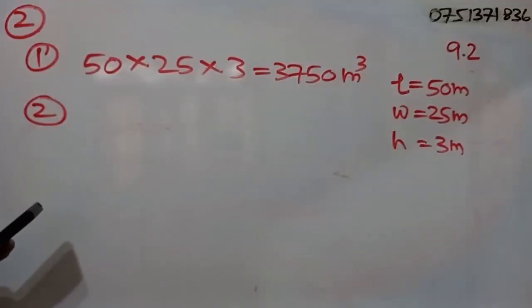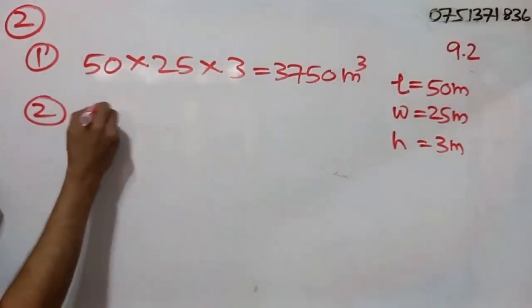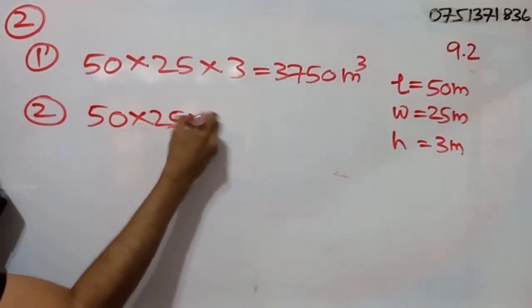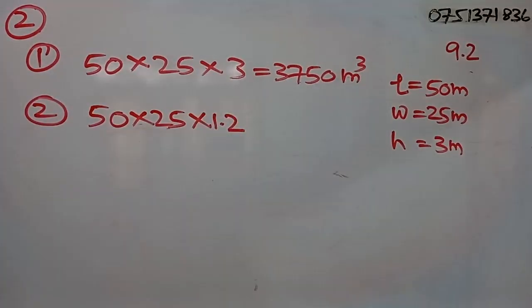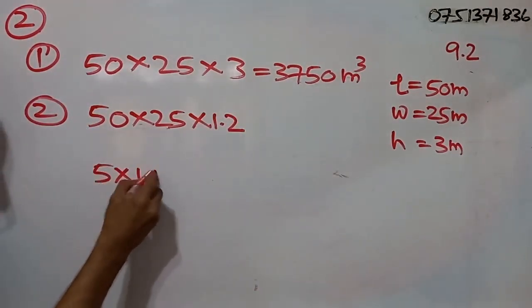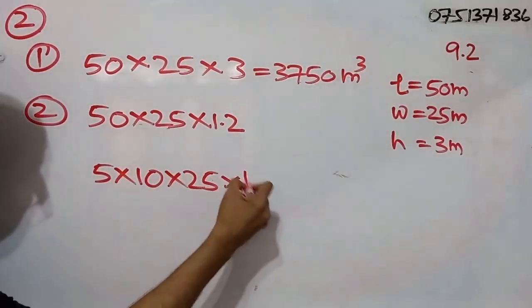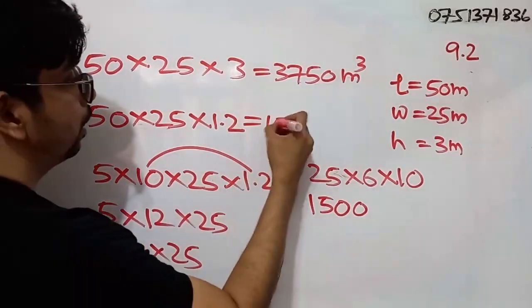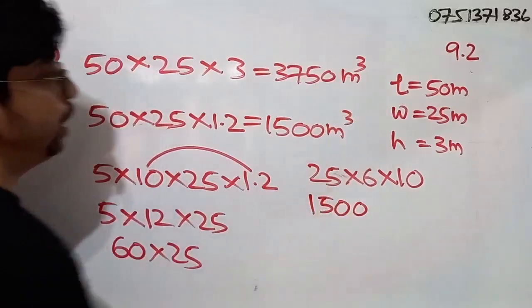Part 2. If the swimming pool is filled with water up to a height of 1.2 meters, what is the volume of water in the swimming pool in liters? So at the moment, the water is filled up to 1.2 meters. Right? So we have to find the volume. That means 50 into 25 into 1.2. Okay? 50 means 5 into 10 into 25 into 1.2. So this should be 1500 cubic meters.